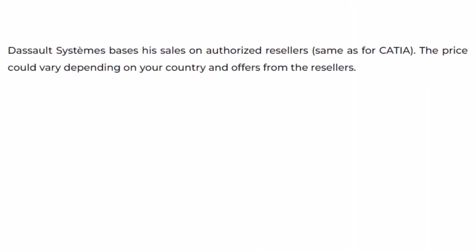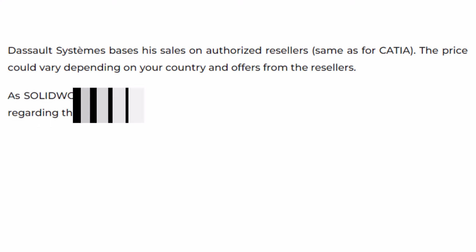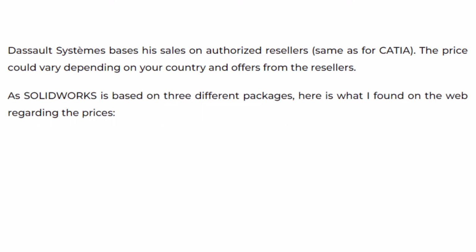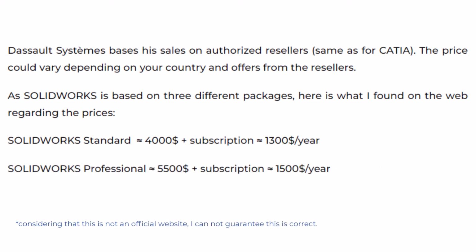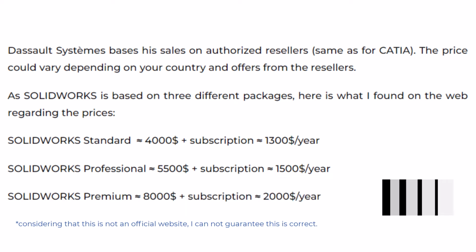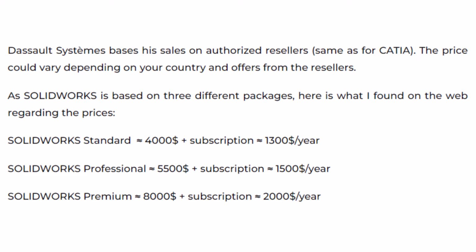Pricing. Dassault Systèmes bases its sales on authorized resellers, same as for CATIA. The price could vary depending on your country and offers from the resellers. As SOLIDWORKS is based on three different packages, here's what I found on the web regarding the prices. SOLIDWORKS Standard approximately $4,000 plus subscription approximately $1,300 per year. SOLIDWORKS Professional approximately $5,500 plus subscription approximately $1,500 per year. SOLIDWORKS Premium approximately $8,000 plus subscription approximately $2,000 per year.